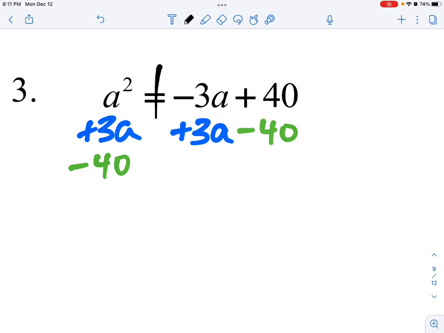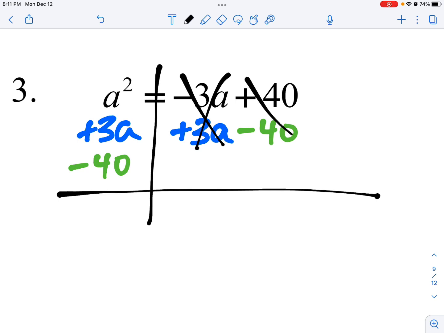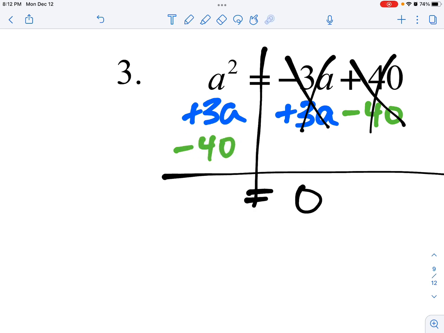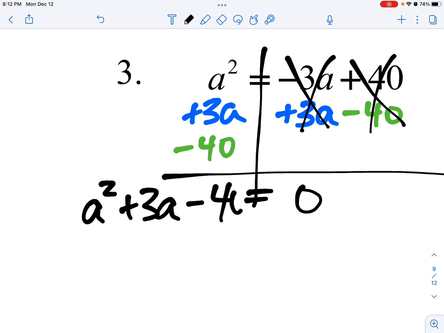Okay, what that's going to look like, now that I have my 3a's gone and my 40's are gone, I have equals 0 here. That's what I wanted so that I could get it factored and set everything equal to 0. Here I have an a squared, I have a 3a, and I have a -40, and none of those are like terms. I can't combine any of those together, so I literally just have to write all 3 of these. So I'm going to write a squared, positive 3a, -40.